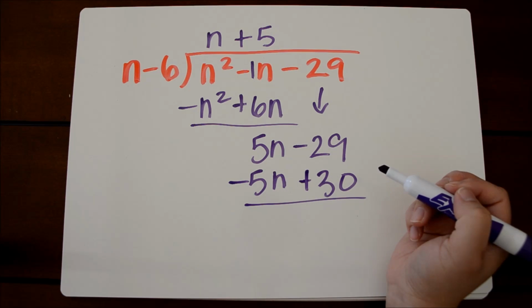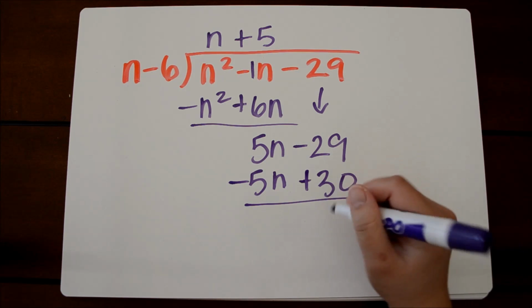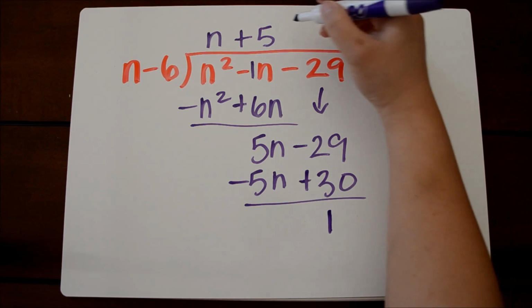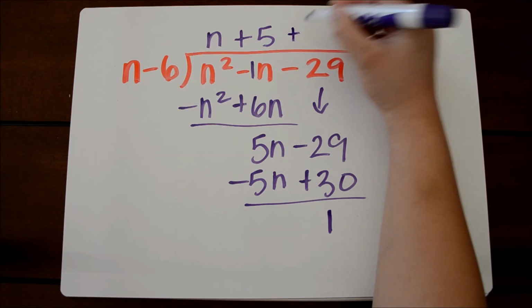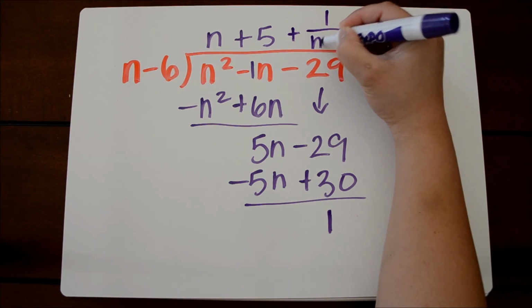5n minus 5n zeroes out. Negative 29 plus 30 is 1, and this will be our remainder. We're going to write plus 1 over n minus 6.